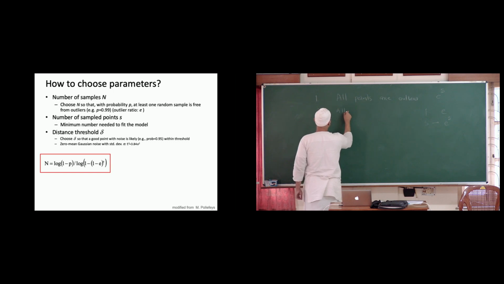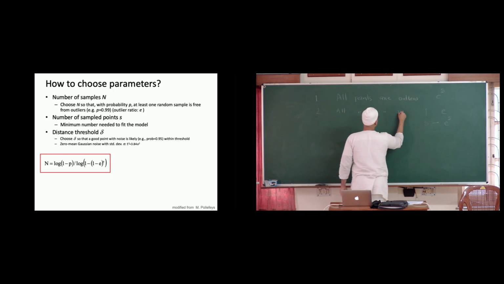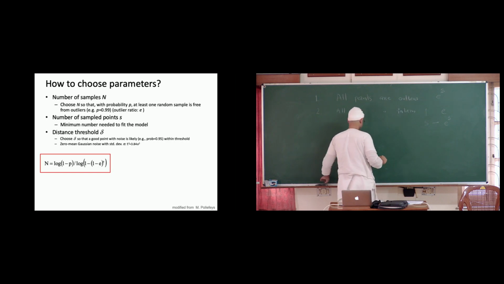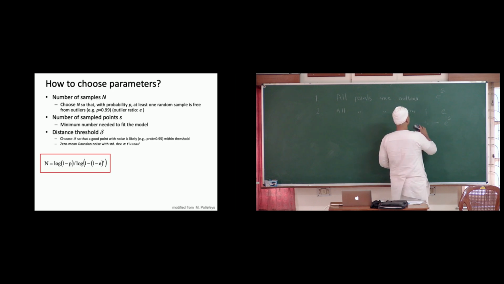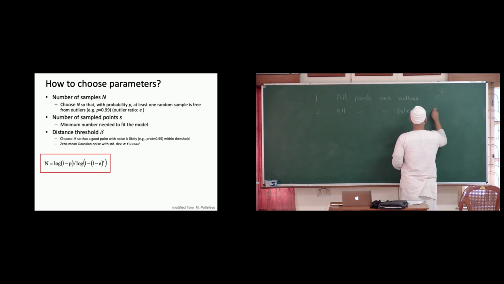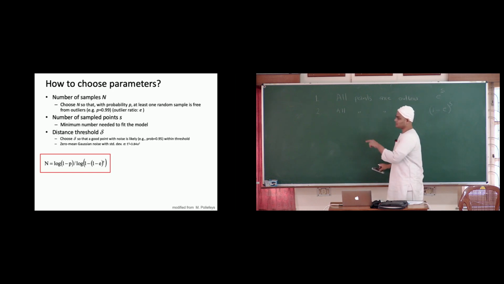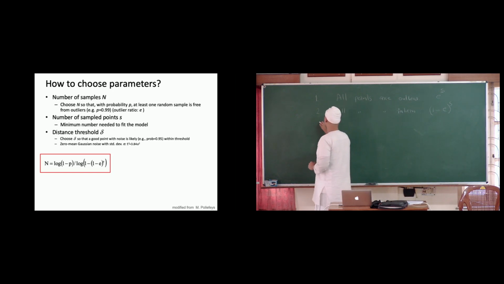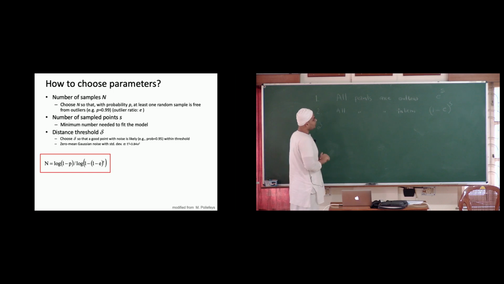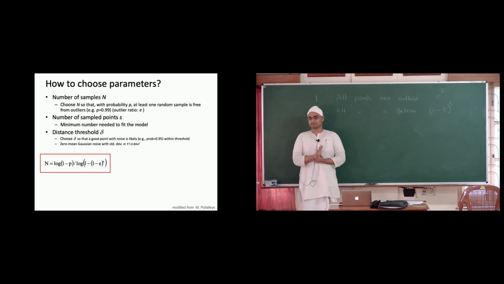And what about all points are inliers? What is the probability of that? 1 minus E to the power S, here or outside? Outside. You can see this is coming from that term. All points inliers is this. So take one sample, one point is an inlier is this.